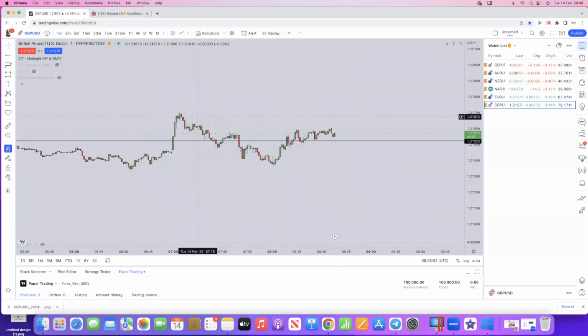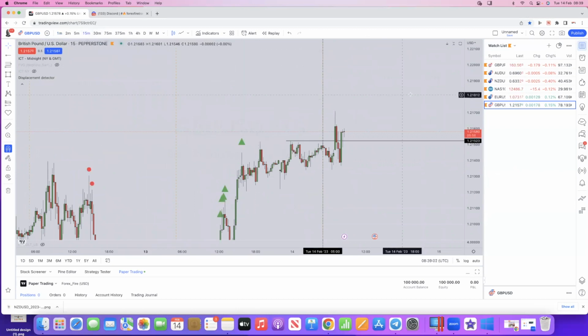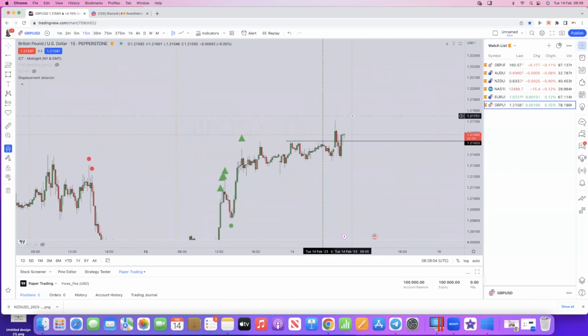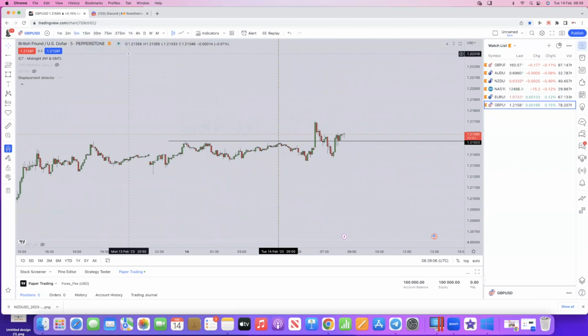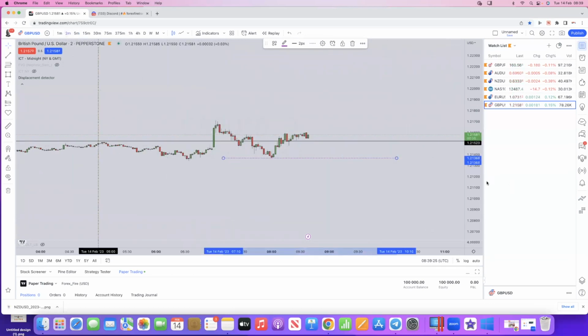We broke the high. I'll put the displacement detector on. On the 15 minute, we want some of these reds to come into play, the red arrows. Like I say, we've got the break here. We've come down. We want to see possibly a break of this here before we can enter a trade. So that's the 15-minute low. The 5-minute low, sorry.